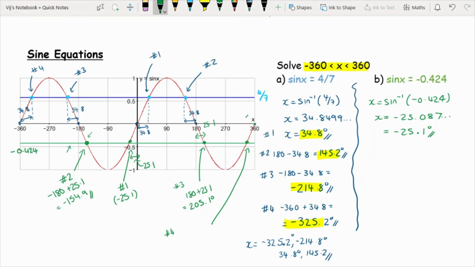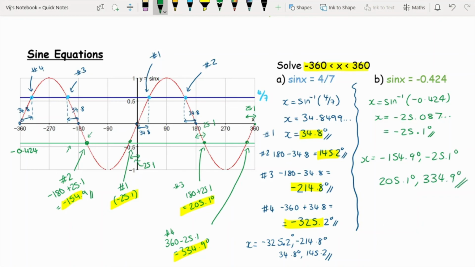And then to find the fourth angle, as you can see, it's on the left of 360, which is the next time it's 0. So this distance here is 25.1. So I'm going to do 360 minus 25.1, which gives me an answer of 334.9 degrees. So all I need to do now is write up the final answer, so it's nice and neat for anyone who's marking it. So here x is going to equal minus 154.9 degrees, minus 25.1 degrees, 205.1 degrees, and 334.9 degrees.